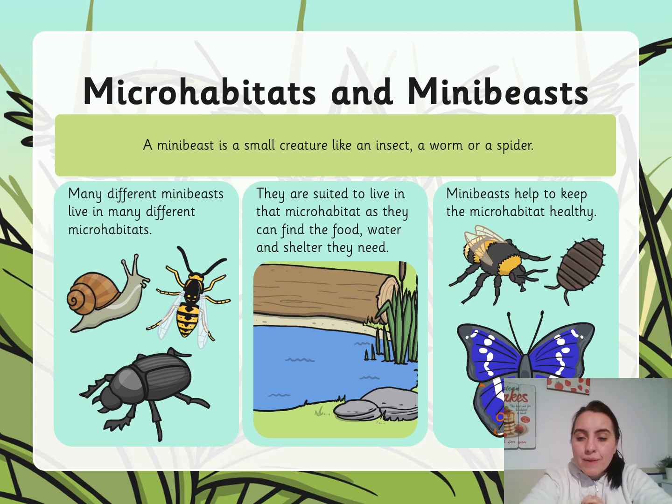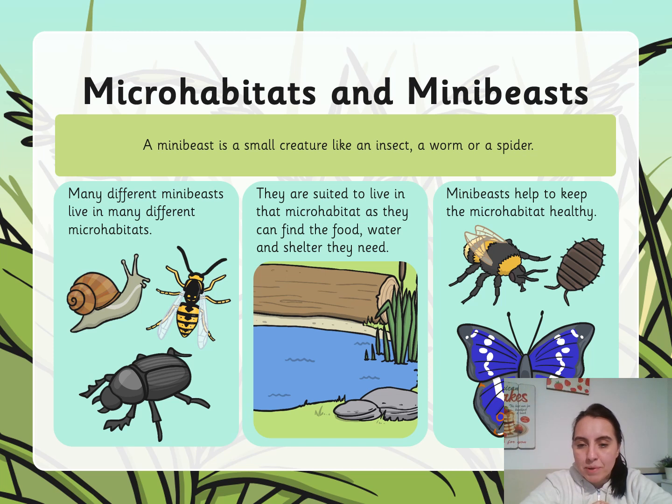Okay, so like I was explaining earlier, a mini beast is a small creature that lives inside these microhabitats, okay? So some examples are on the screen for you now. So we've got examples of snails, we've got bees and wasps, we've got butterflies, we've even got some beetles and some earwigs as well. So many of these mini beasts live in different kinds of habitats. So maybe you could identify the different kinds of habitats that they live in.